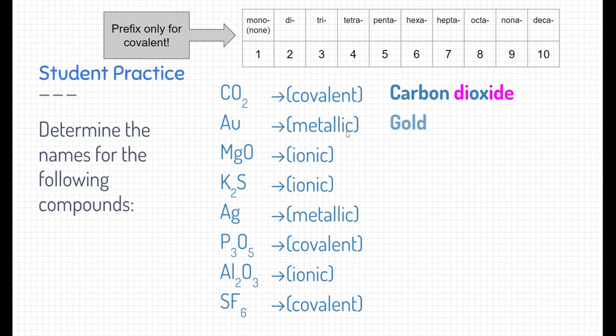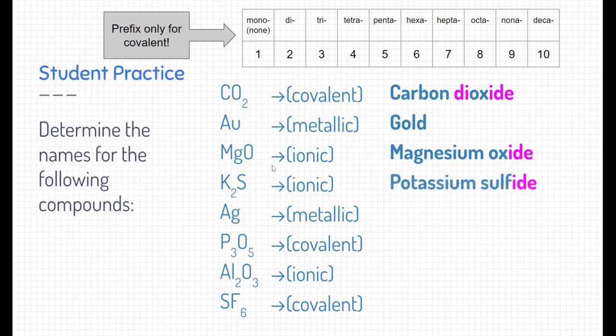Next is a metallic bond, so we do not use those prefixes. We just basically name the metal. It's gold. Next is ionic. We don't use the prefix here. We just name the metal first, then the nonmetal, and end in ide. So this is going to be magnesium oxide. Another ionic, K2S, this is simple, so we're just going to name this potassium sulfide. Again, notice that neither ionic compound tells us how many are in the name. We know that from the formula, but we don't use prefixes in the name.